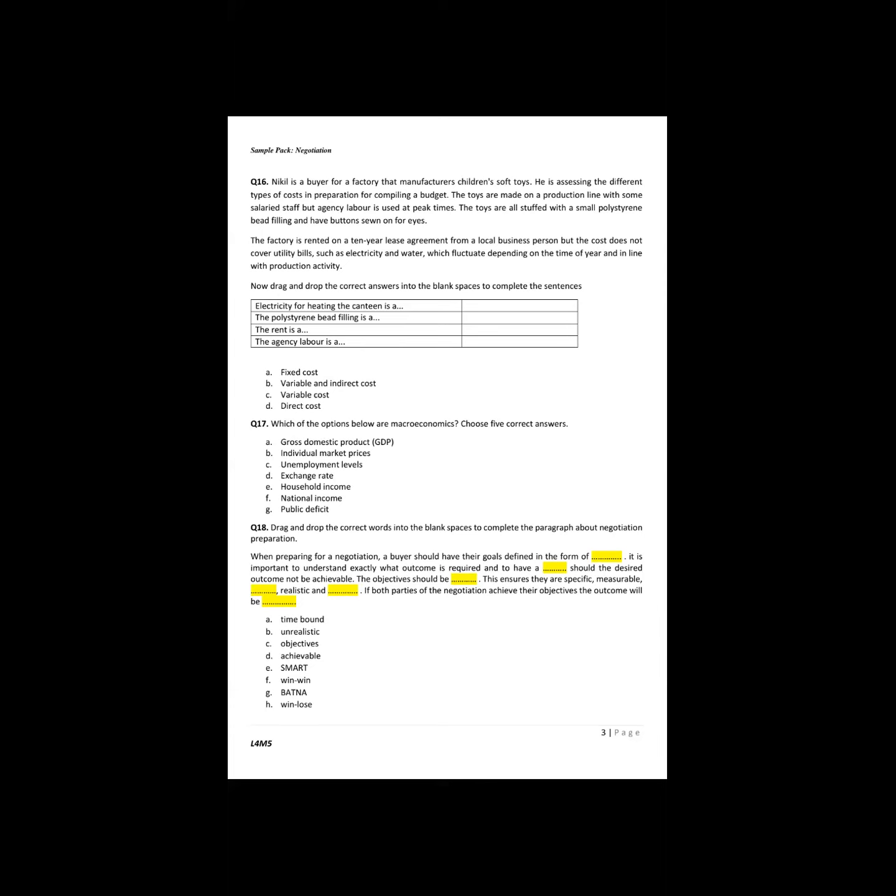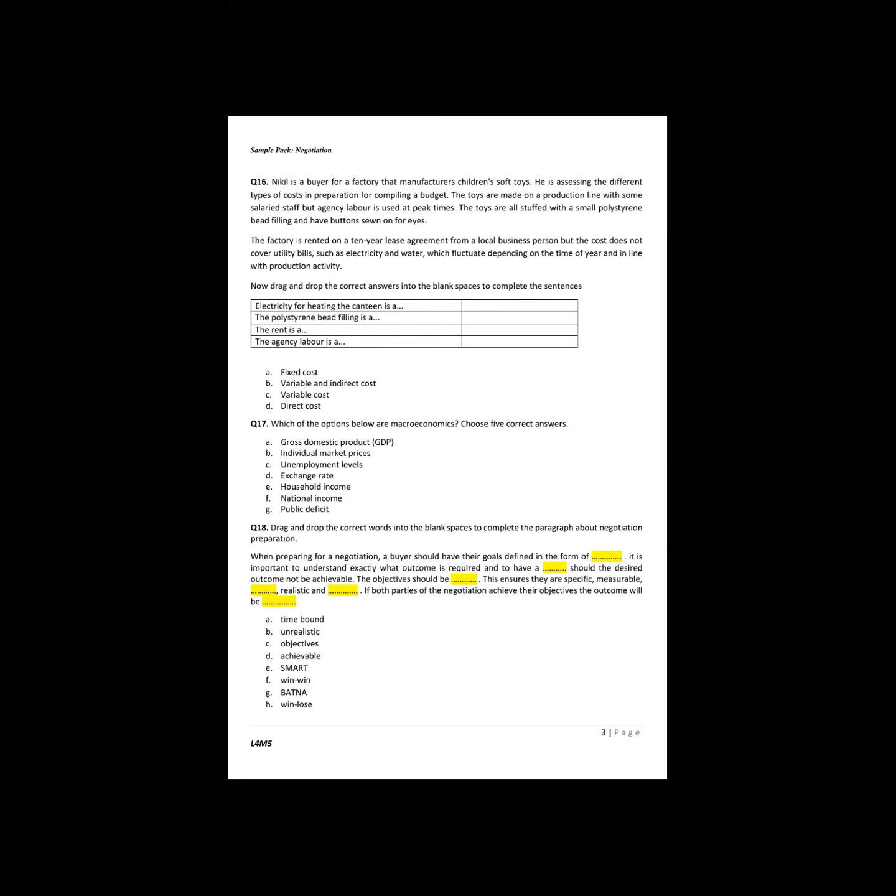So electricity for heating the canteen is a variable cost because it changes. Even in our homes, if you consume more, you pay more. The bill will keep increasing. So it's variable, and it's indirect. From a company point of view, it's indirect in the sense that it cannot be traced into the final product. We can't find it in the final product. So electricity for heating is variable and indirect.